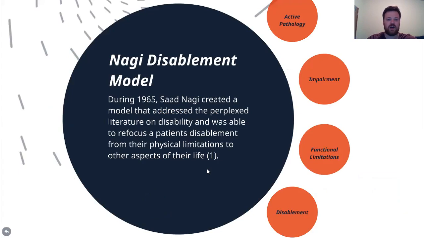So again, during the 1960s, Nagy created a model that addressed complex literature on disability. He was able to focus in on the patient's disablement and address physical limitations, but also dive in and let clinicians see other aspects of patients' lives, integrating that patient-centered care. So there are 4 different dimensions.